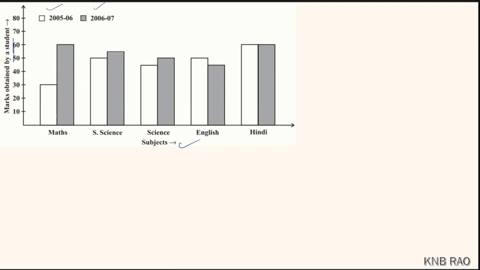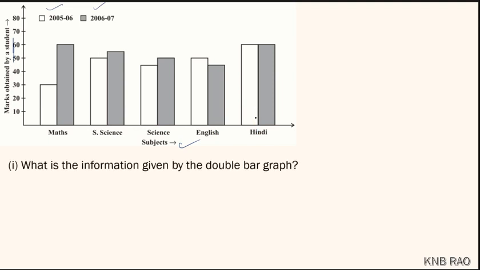Now if you watch, mathematics is the first subject, social science is the second subject, science is the third subject, English fourth, Hindi fifth subject. Then first question, what is the information given by the double bar graph? What do you say? Marks obtained by a student in 2 continuous years in various subjects, that you can write here. Write the sentence.